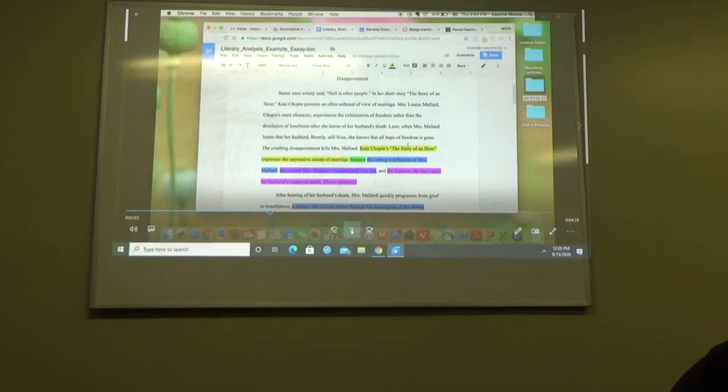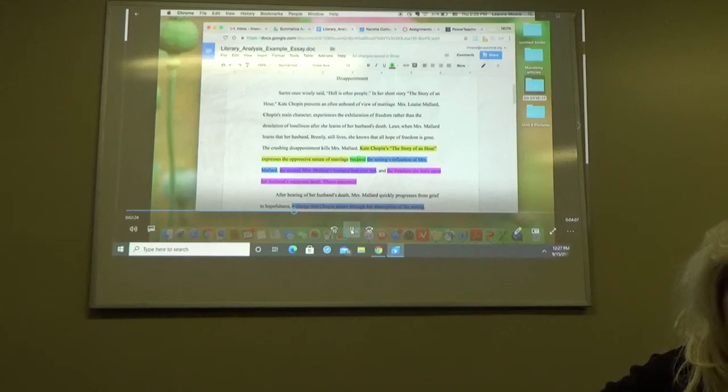So this one says, Kate Chopin's The Story of an Hour expresses the oppressive nature of marriage. So it's saying the theme here is that the nature of marriage is oppressive, it's bad. And then we have this word because. This word because here is very important. You need to link your opinion with 3 reasons. Okay, so because, and then this author has 3 reasons why.